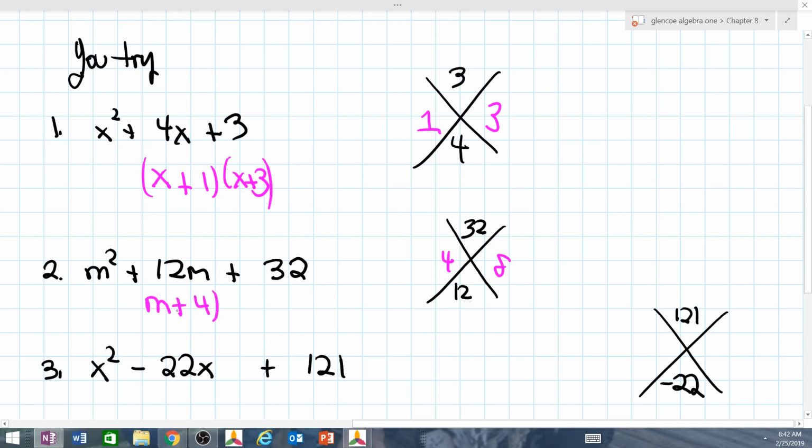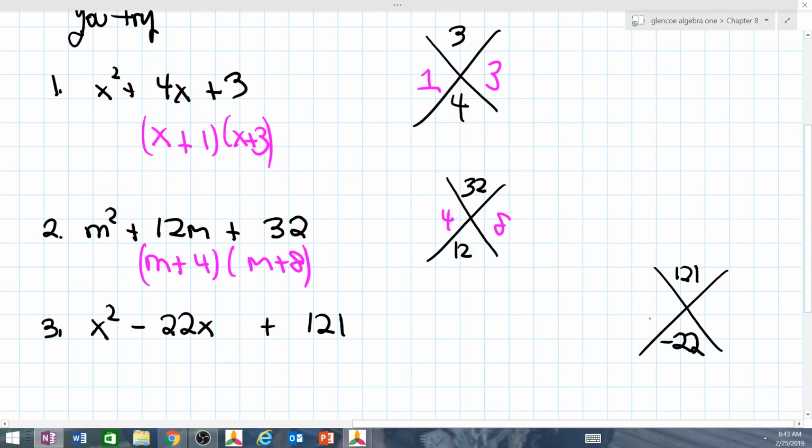Make sure you use the correct variable. They're not all x's. Make sure you take your signs as well.